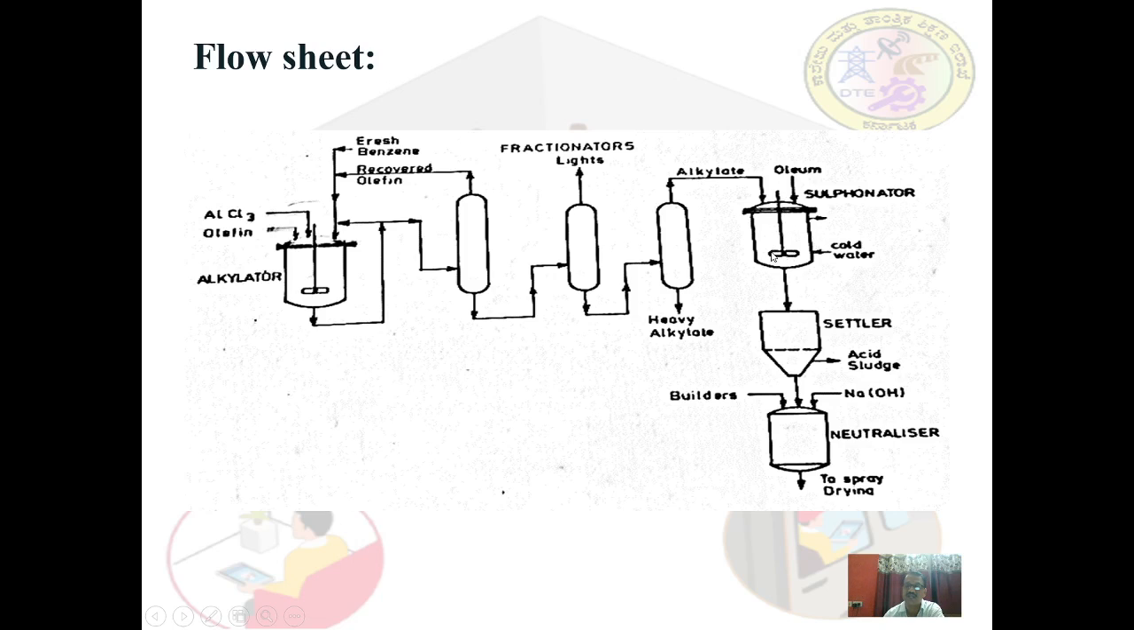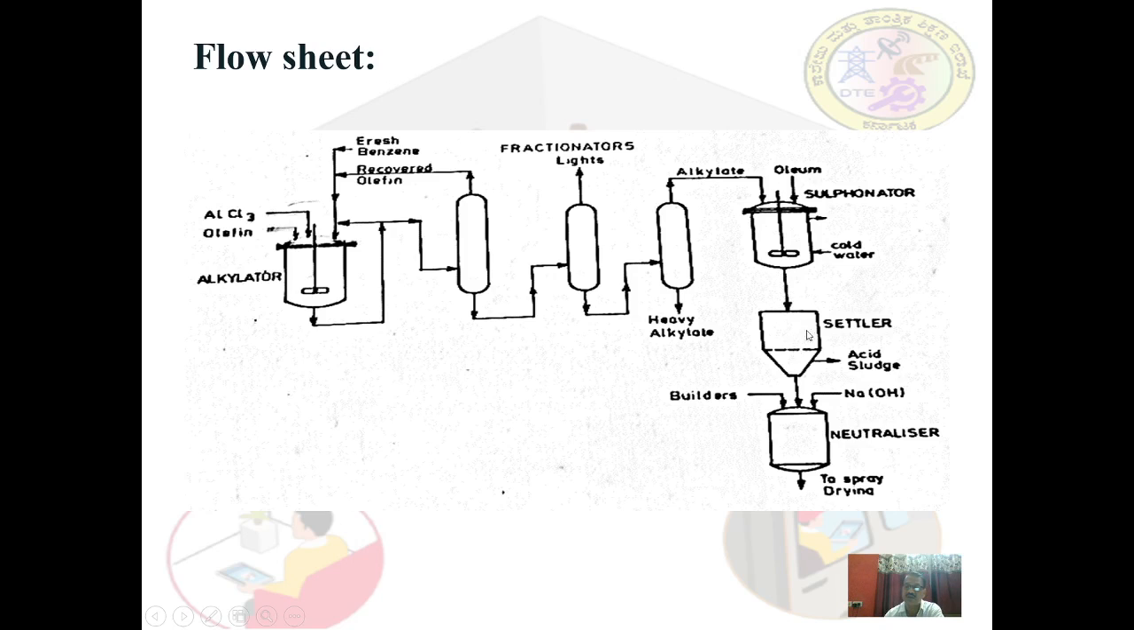It is provided with an agitator and oleum is added to that because it is an exothermic reaction. Heat is evolved here. To maintain the required temperature, cold water is circulated through the jacket of this reactor. Hence, sulfonation of alkylate takes place.